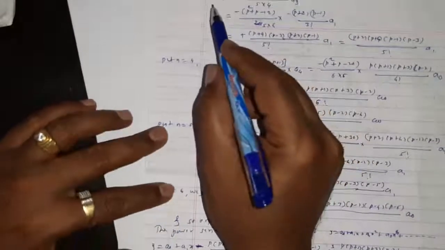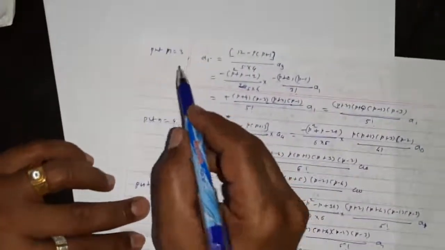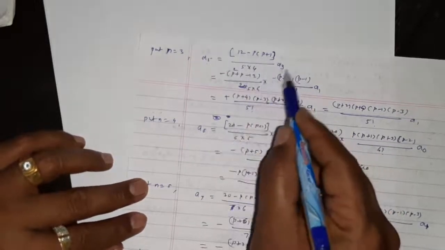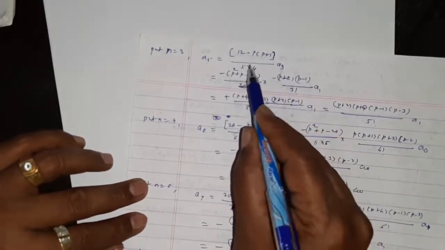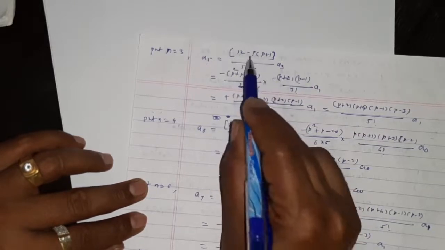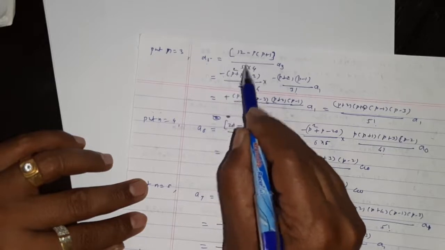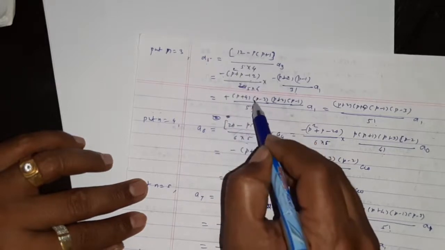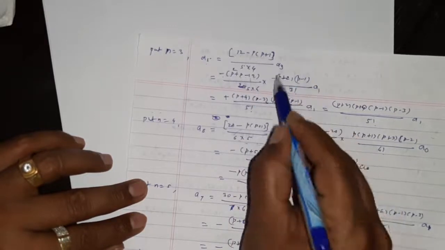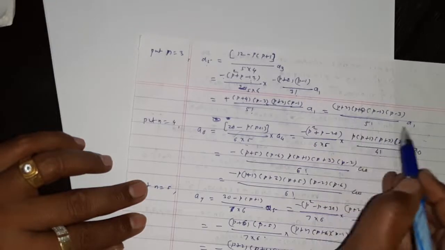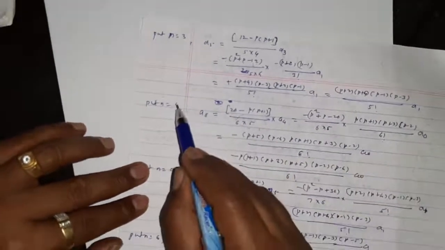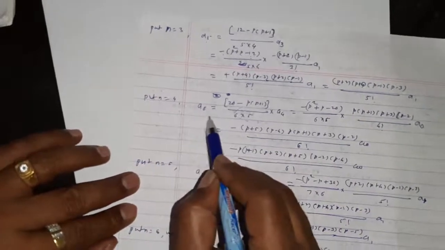Then the value of A5: for that, we substitute n is equal to 3. We have A5 is equal to this, the answer in terms of A3. Substitute A3, and what is the calculation of this? 12 minus p square minus p, take this minus sign common: p square plus p plus 12 becomes minus 12. The factorization of this is p plus 4, p minus 3, and this is the value of A3. So this is the value of A5.